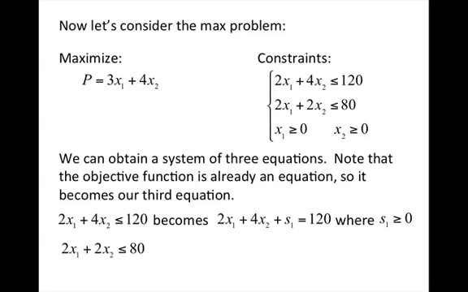Then take your second inequality. Since this is a second equation, I'm going to use a different slack variable. I'm going to use s sub 2. So it's going to become 2x sub 1 plus 2x sub 2 plus s sub 2 equals 80. And as we mentioned before, both of our slack variables are greater than or equal to 0.